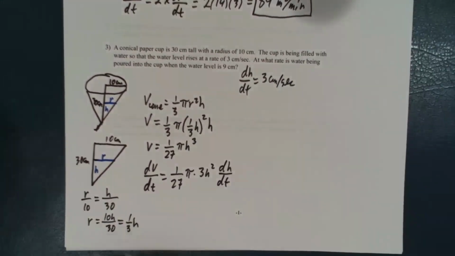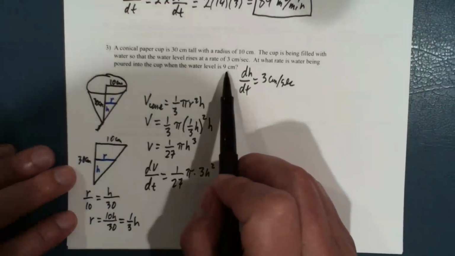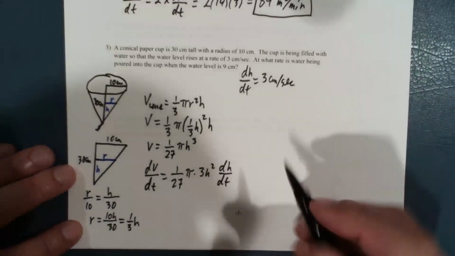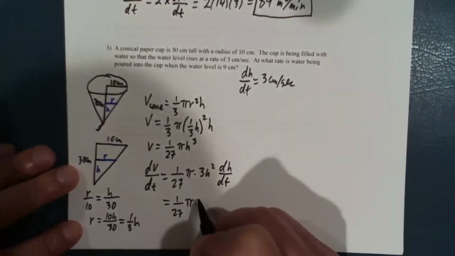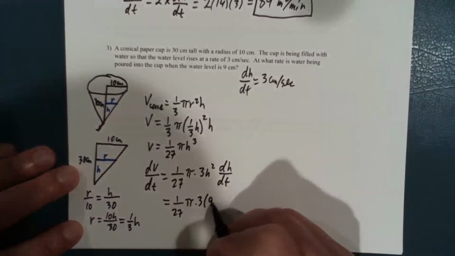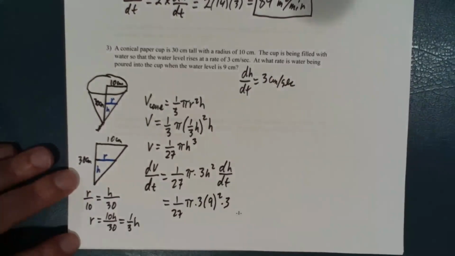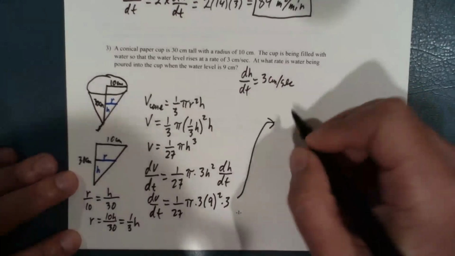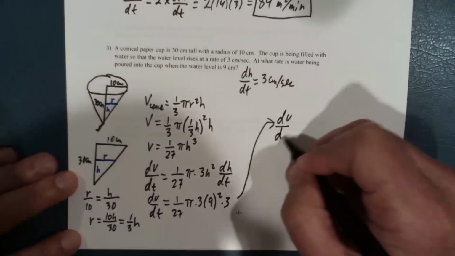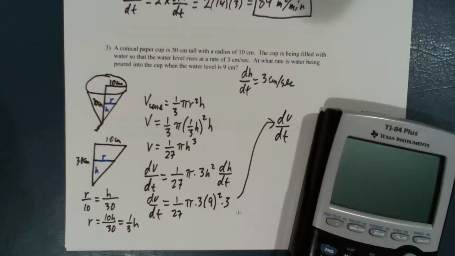Okay, we have a lot going on here. So they want to know when the water level, or the height, is 9. dH/dt, we have 3 here. Let's dump it all in. H is 9. dH/dt is 3. And this is our dV/dt. Let's move this up here now. I'm not going to mess with the pi. I'm just going to leave it in terms of pi for now.